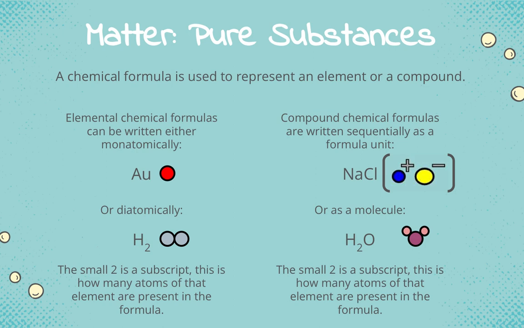So let's talk about the chemical formula that's used to represent the element or the compound. So going back to monatomic versus diatomic, the symbol for gold is Au. So if I have just the symbol there, then that means it is a sample that is made up of the monatomic element gold. So not just one simple atom, but many atoms. But all of those atoms are gold atoms.